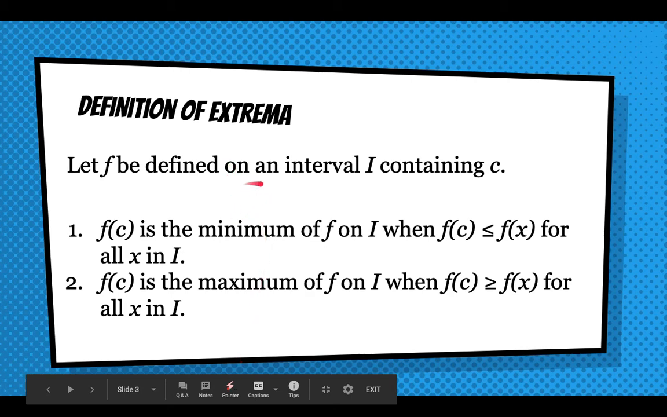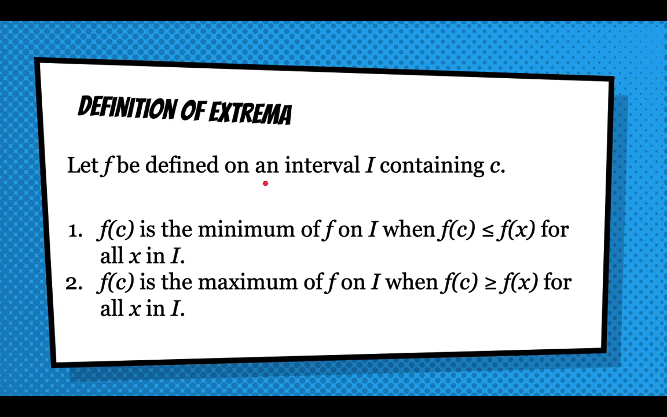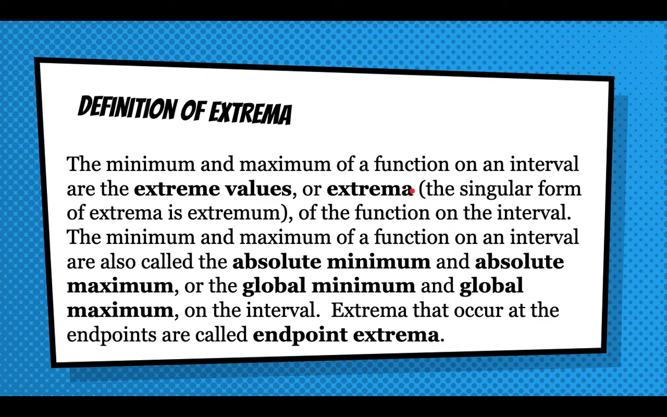When we're working with this, we're always going to be defining our function on some interval containing a point c. And to define what an extrema is, we're looking for the minimum or the maximum. A minimum on an interval means that f of c is smaller than f of x for all of the x in your interval, and a maximum is when it is greater than f of x for all of your values on that interval. So we call these minimum and maximum values extreme values, or extrema.